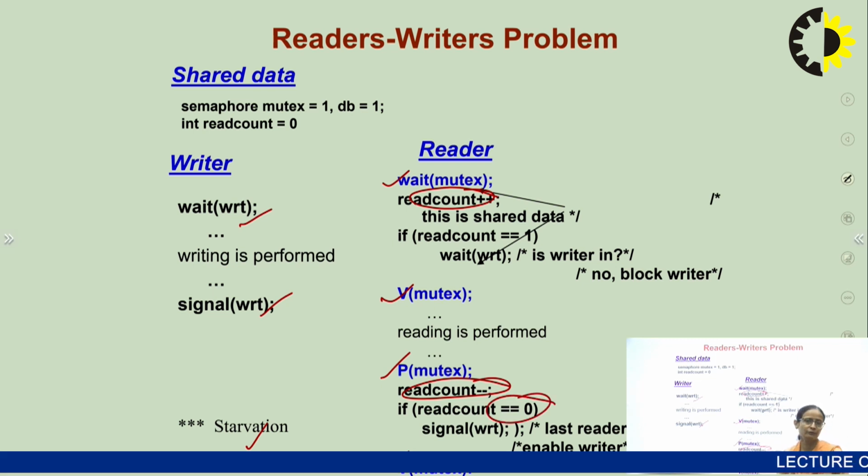So what happens if the first reader process starts reading the data, then it allows the other reader processes. Now the reader processes keep coming again and again. So your writer process might go into the starvation stage.